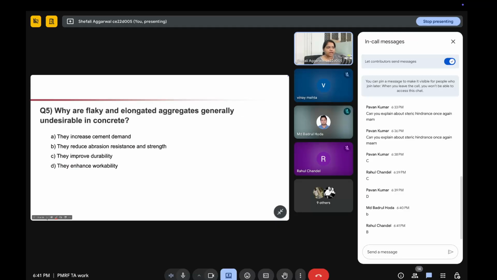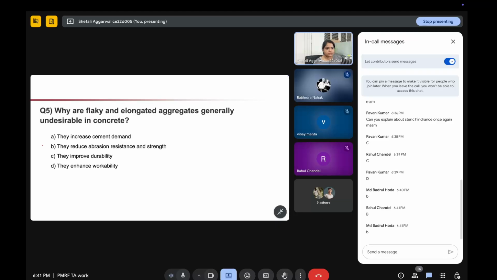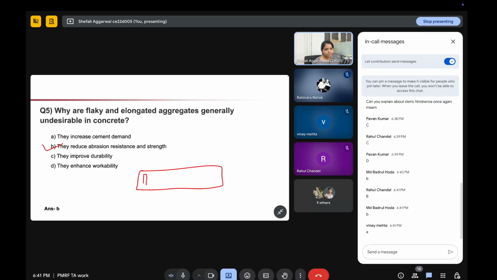Why are flaky and elongated aggregates generally undesirable in concrete? They increase the cement demand, reduce the abrasion resistance and strength, they improve the durability, or they enhance the workability. B, reduces abrasion resistance and strength. Okay, correct. So I hope everyone knows what flaky and elongated aggregates are, and we will do that test with different dimension scales to check the flakiness and elongation number of our aggregates.